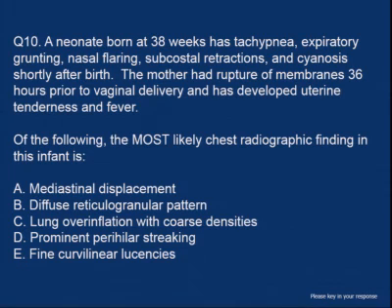A neonate born at 38 weeks gestation has tachypnea, expiratory grunting, nasal flaring, subcostal retraction, cyanosis shortly after birth. The mother had ruptured membranes 36 hours prior to vaginal delivery and has developed uterine tenderness and fever, the mother. Of the following, the most likely chest radiographic finding in this infant is: mediastinal displacement, diffuse reticulogranular pattern, lung overinflation with coarse densities, prominent perihilar streaking, fine curvilinear lucencies.